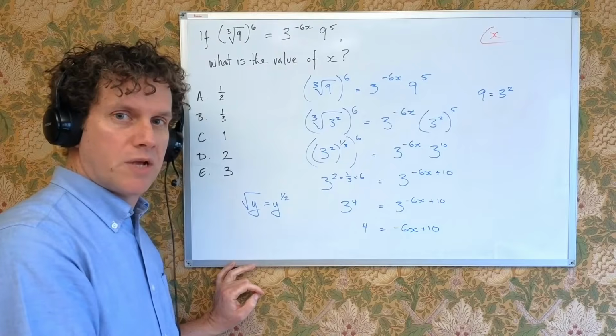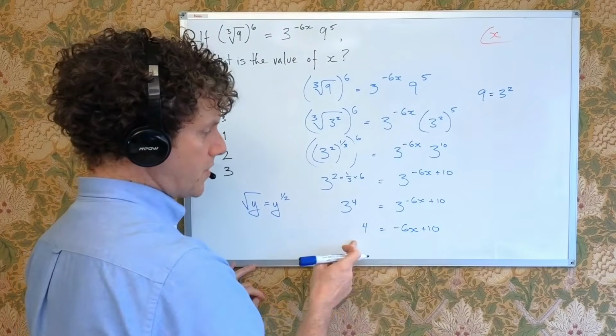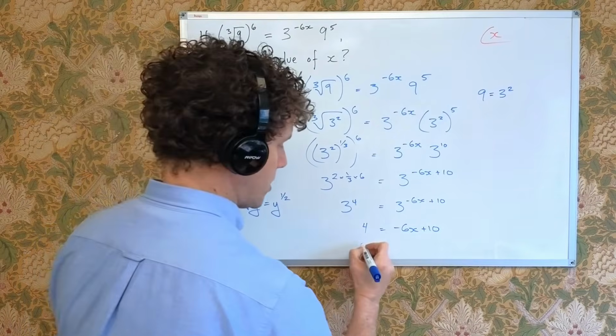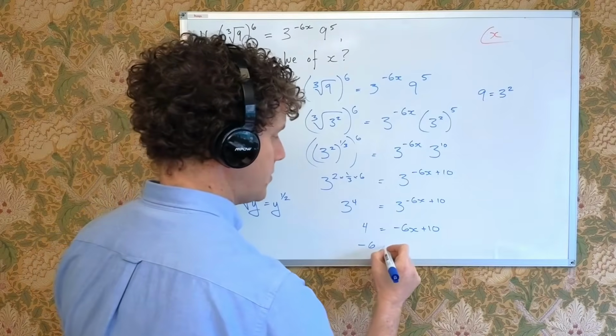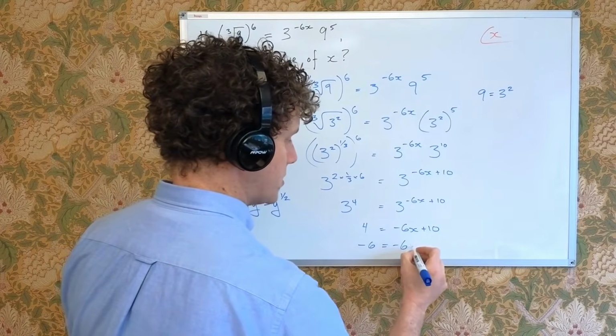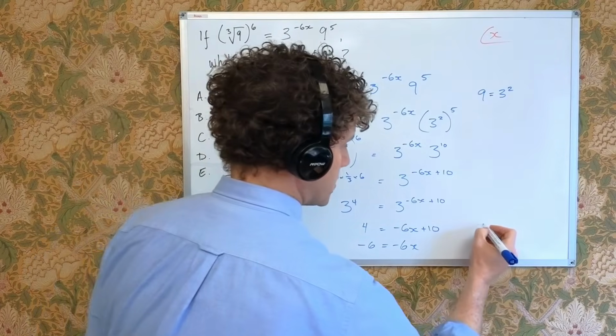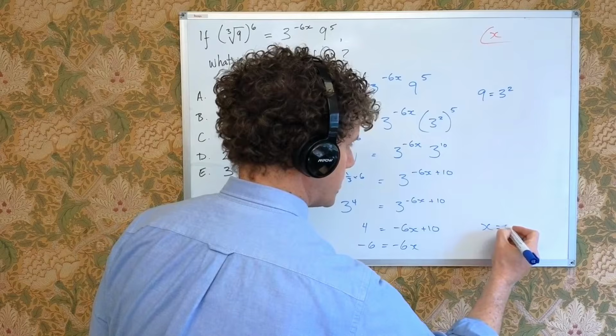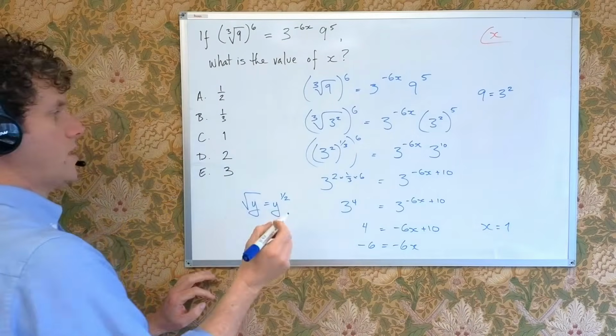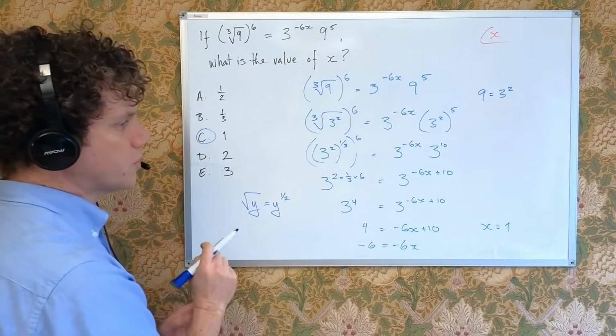Single variable, single equation, absolutely no problem. Bring the 10 across, subtract 10 from both sides. We'll have -6 over here. -6 is -6x. Divide both sides by -6, and we can say that x is 1. And that is our answer choice C.